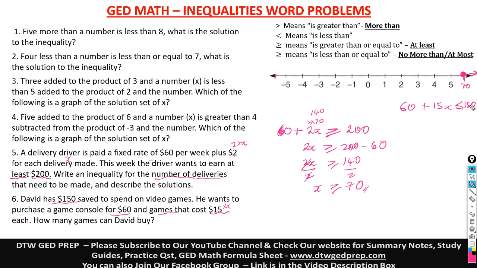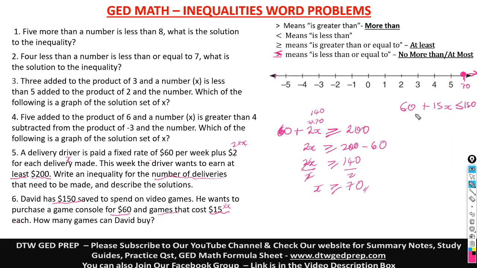Okay? The total amount he spent can be equal to 150, but it can't go above. So it will be less than or equal to what? 150. Can you see how we interpreted this? You know, this is an error in my slide. This should be like this. Okay, less than or equal to.